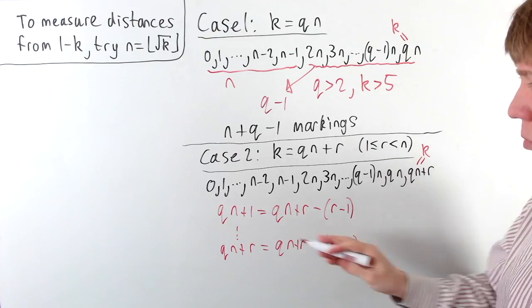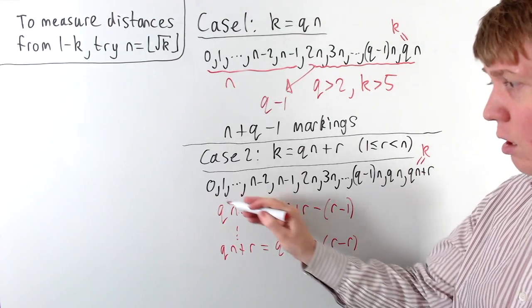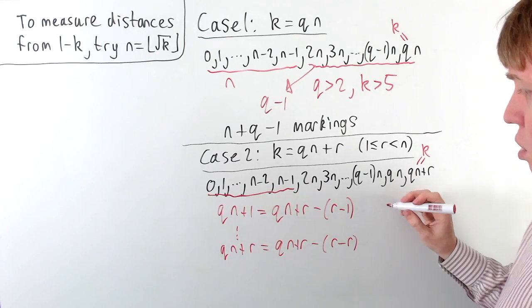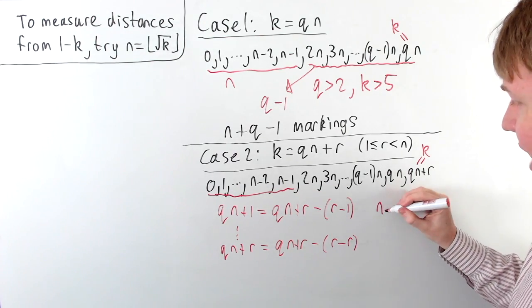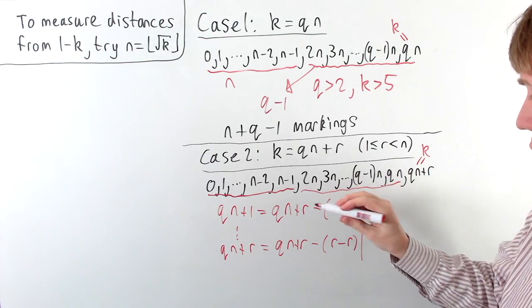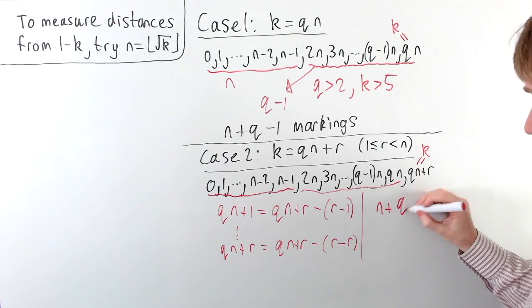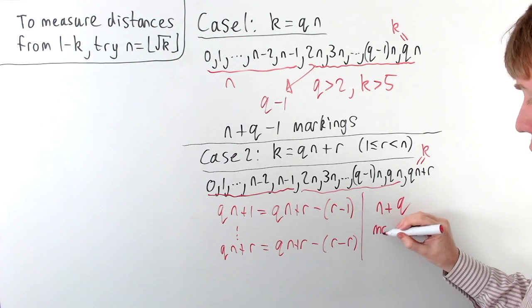We just go all the way from qn plus r down to 0. So how many markings has this taken? Well, we've gone from 0 to n minus 1, so we've got n again in the beginning, then we go 2n all the way up to qn, which gives us q minus 1, but then we add an extra one here, so it's actually just n plus q markings.